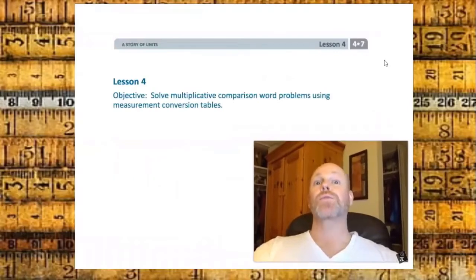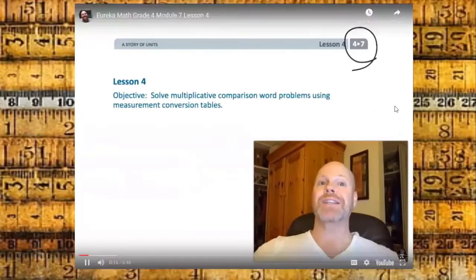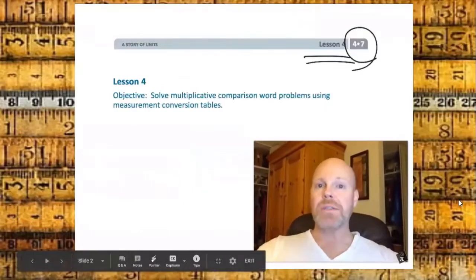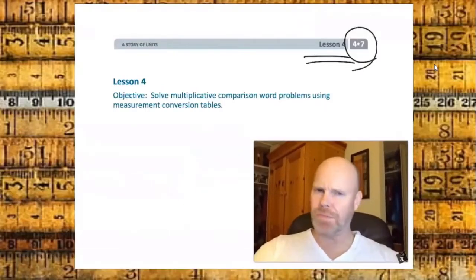All right, this is 4th grade, Module 7, Lesson 4. In this lesson, students are going to be solving comparison problems involving measurement. So let's get started.